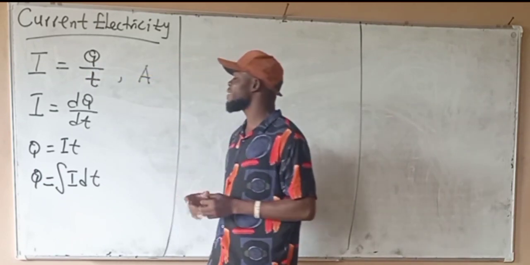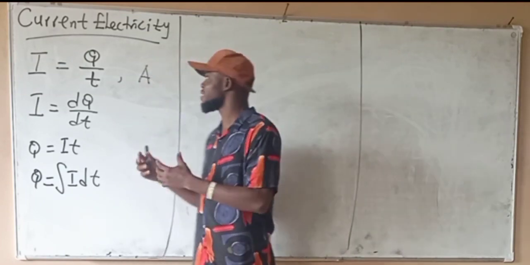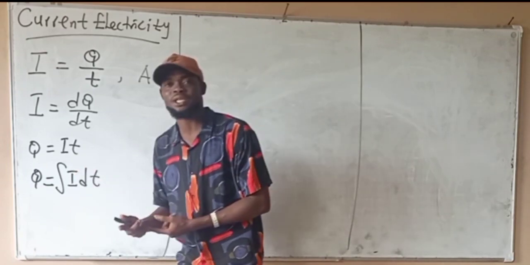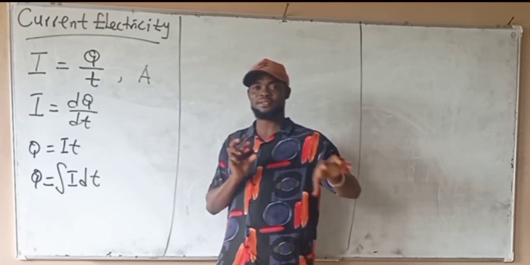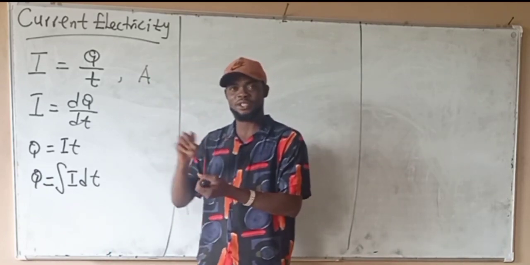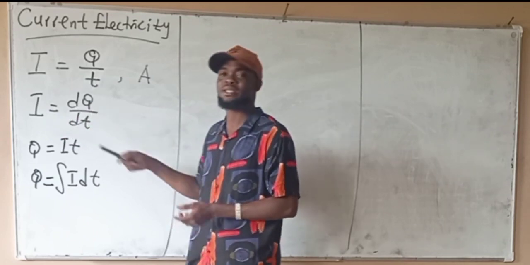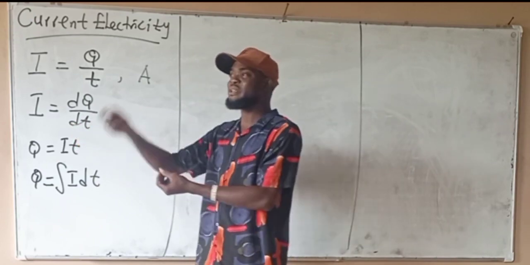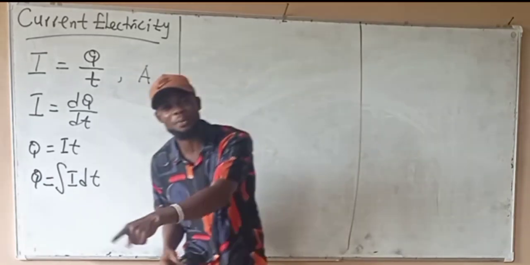Then, using differential calculus to express this definition, the rate at which charges flow is something like change in the charge flowing over change in time. So if you move that to differential calculus, we are going to have that current will be equal to dq over dt, which is the differential coefficient of charge with respect to time. So the differential coefficient of charge with respect to time is called current as well.